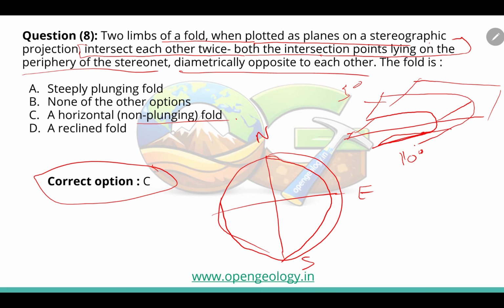Now let's say another is 10 degrees. This 10 degree one has a slightly different orientation, so it will come like this. The steeper it is, the closer to the center it will go. So it will intersect 2 times before intersecting the periphery. So a horizontal non-plunging fold will be the correct answer.